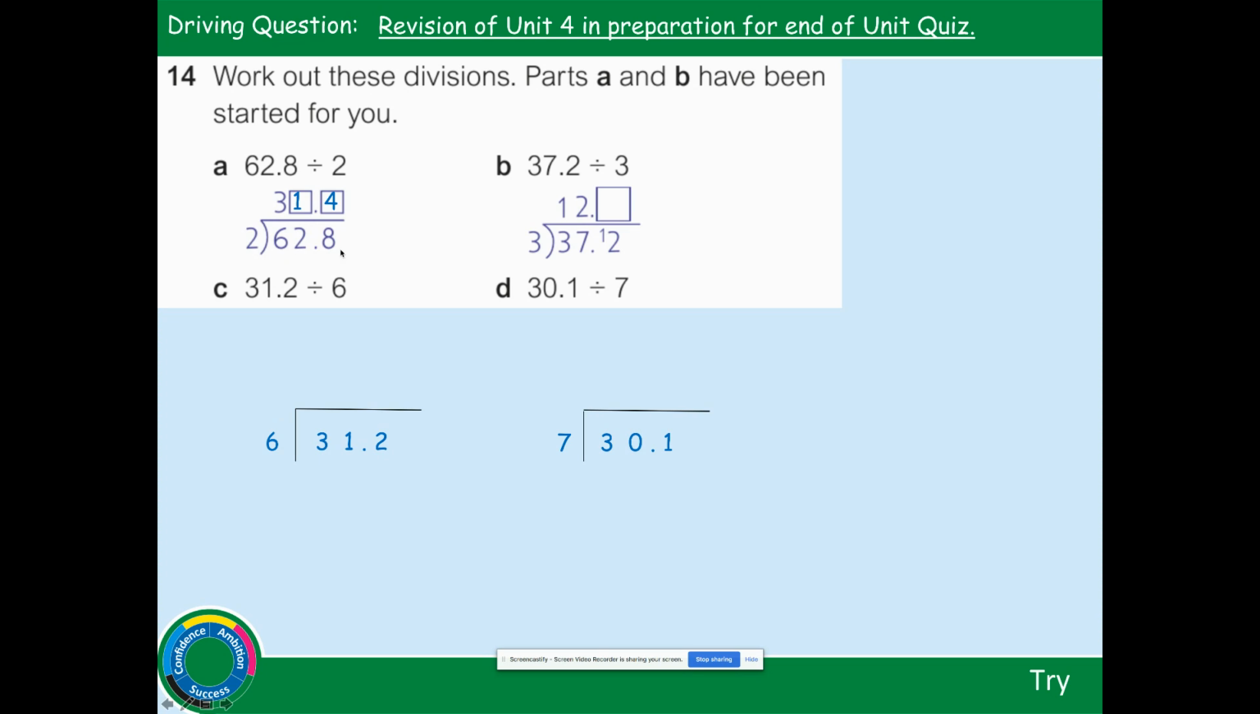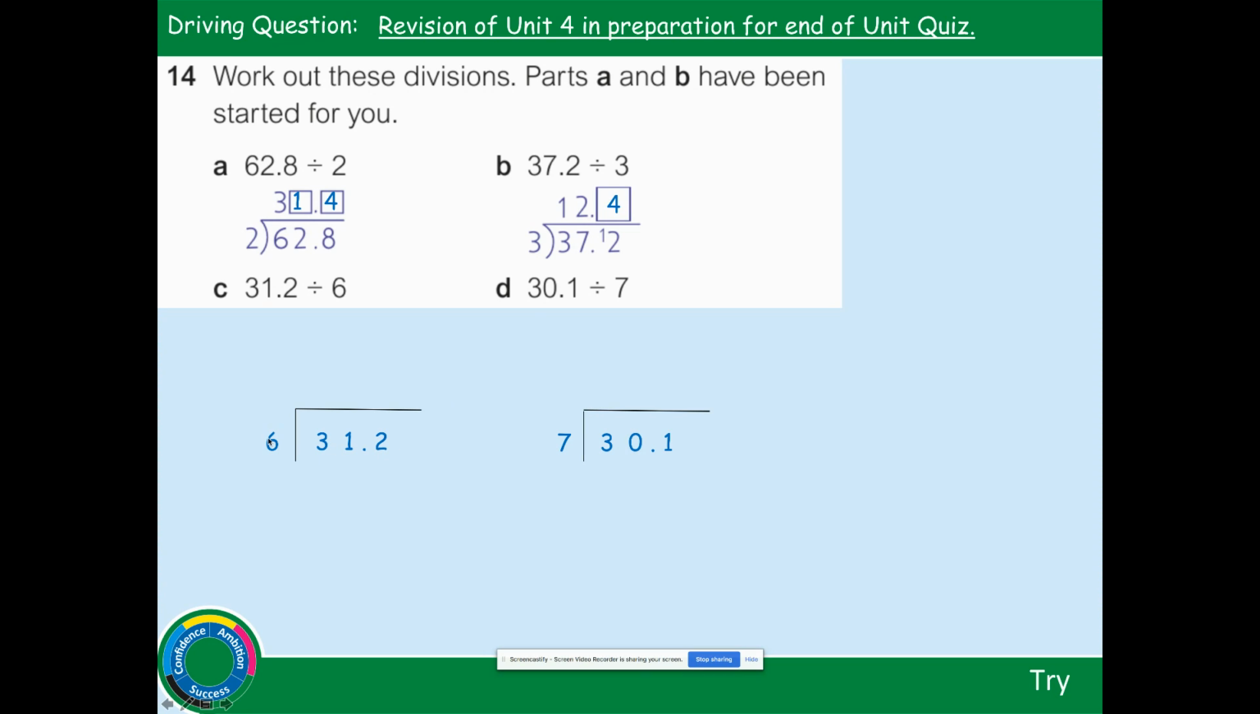So if we look at B, 3 into 3 goes once. 3 into 7 goes 2 times, because 2 3s are 6. That means there's 1 left over, so we put it next to the digit on the right. So 3 into 12 is 4 times, so your answer is 12.4.